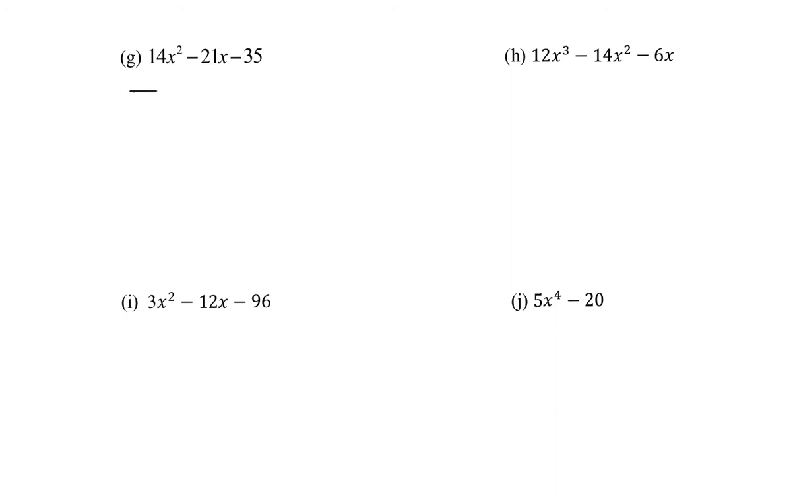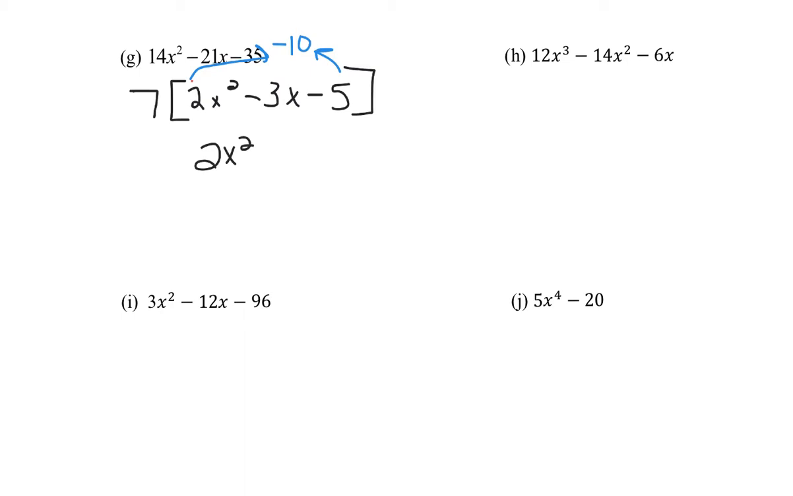So 14, 21, and negative 35 have a GCF of 7. So take out a 7, and that leaves me with 2x squared minus 3x minus 5, which is a much more manageable trinomial. So I'm trying to find numbers that multiply to negative 10 and add up to negative 3. The numbers that will work are negative 5 and positive 2.